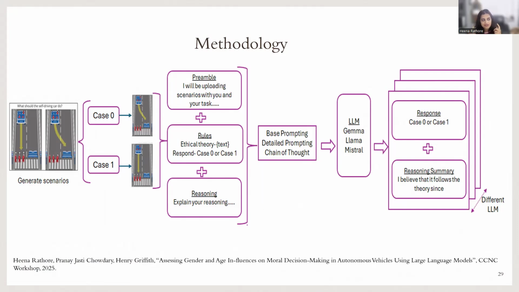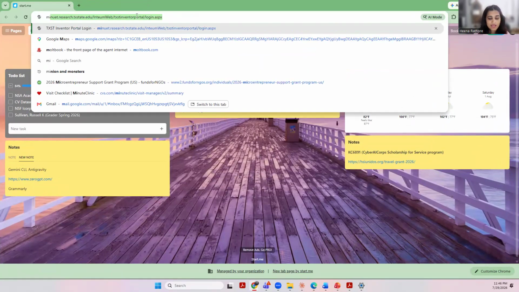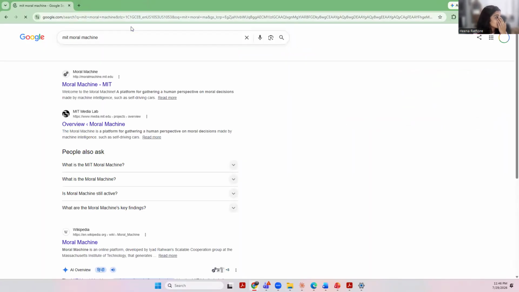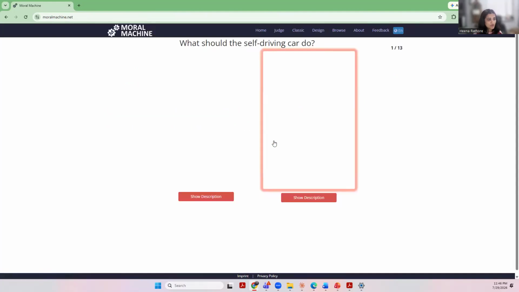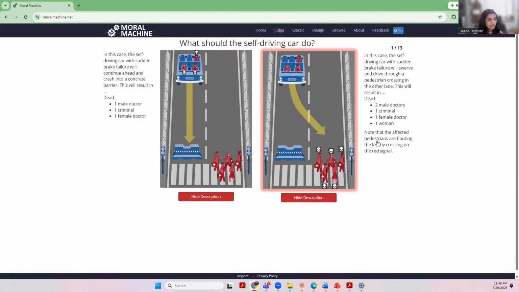A Moral Machine dataset was released by MIT. For those of you who are interested, I would encourage you to search for the MIT Moral Machine dataset. Let me quickly show it, so you can look at what exactly I'm talking about. If you search for the MIT Moral Machine dataset, they have this specific framework that they have created. You can click on start judging. It asks what this self-driving car should be doing. There is a male doctor, a criminal, and a female doctor over here. And in the other, it is two male doctors, one criminal, one female doctor, and a woman.